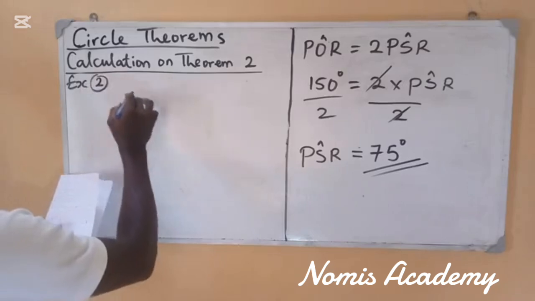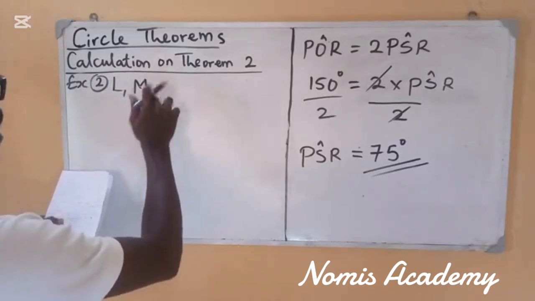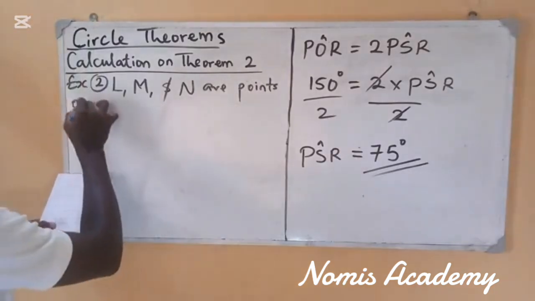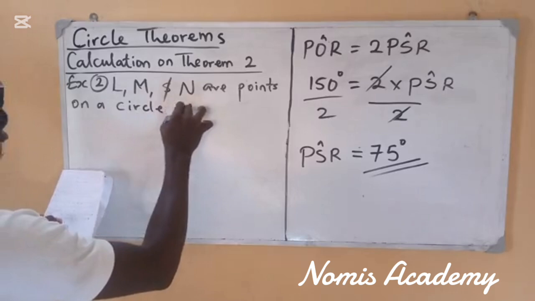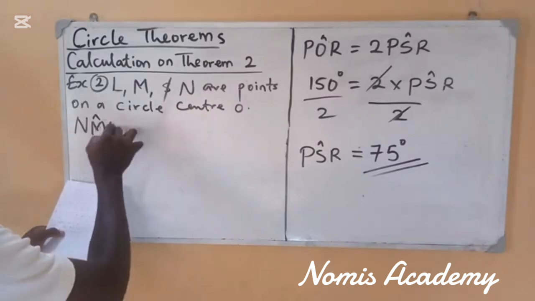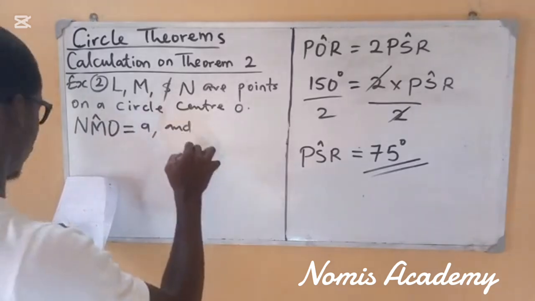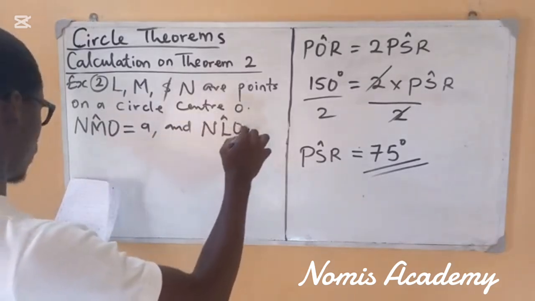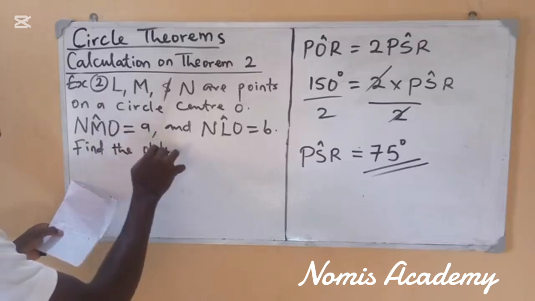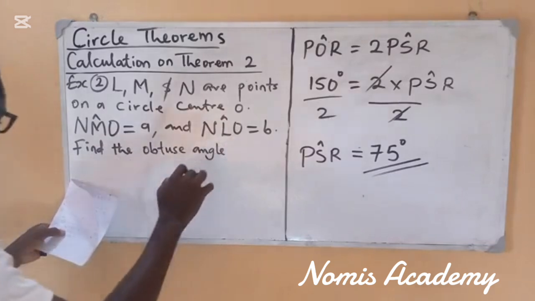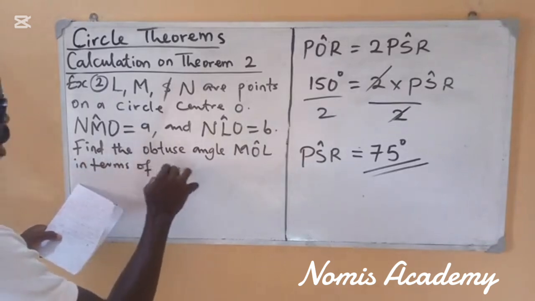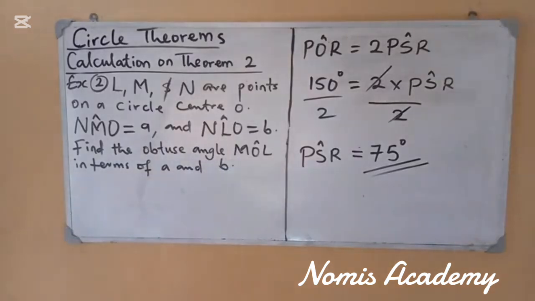Example 2. It says that L, M, and N are points on a circle centered at O. Now angle NMO is equal to A, and NLO is equal to B. Find the obtuse angle MOL in terms of A and B. Okay, so we have a problem here to solve.